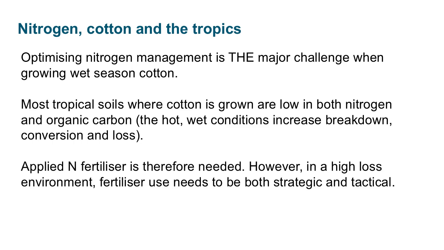And what this means in practice is that the cotton crops that we're growing tend to be more dependent on applied fertiliser for that primary source of nitrogen. However, given that the wet season is a high loss environment, the usage of that fertiliser in terms of where and when it's applied needs to be both strategic and tactical to minimise the potential for environmental loss.